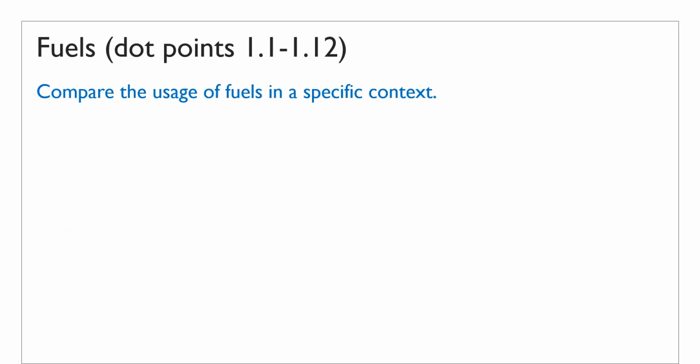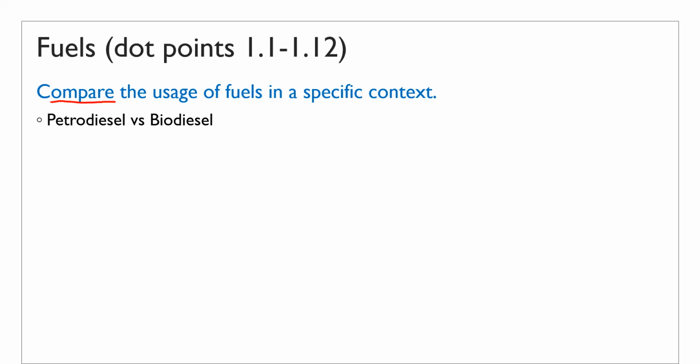Second type of question, which is probably like an advanced version of the first type. You're still making a comparison, but you have to be a little bit more meta, if you will. Maybe not that, that's not the right word. But you need to compare the usage of fuels in a specific context. So the first part is the comparison. Sometimes they're not very specific in terms of what comparison they want you to make, but you need to be aware of what comparison is actually suitable.